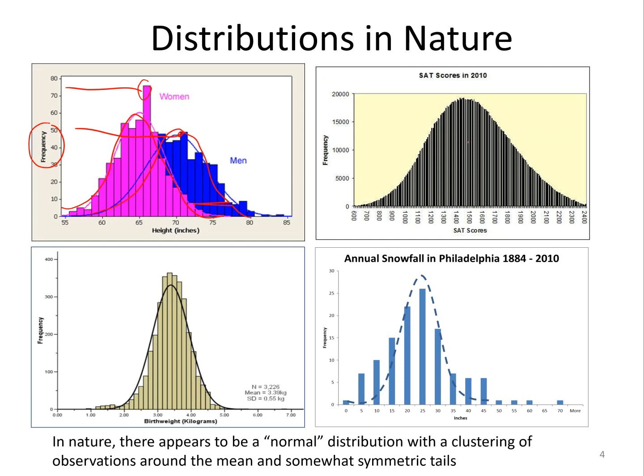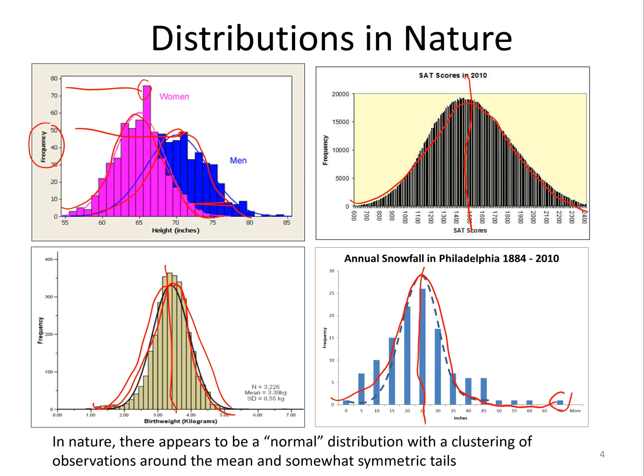Here's SAT scores. We have a mean at about this point here, and there's a certain distribution around the mean. We have birth weight in kilograms of a sample of babies, and what you see is you have a mean at about 3.5 kilograms, or what is that, about 7 or 8 pounds, and you have a certain distribution around that. And lastly, I dug this one up myself. Annual snowfall in Philadelphia is an average of about 25 inches. And what you have is a certain distribution. And actually what you see is you got some really big years.